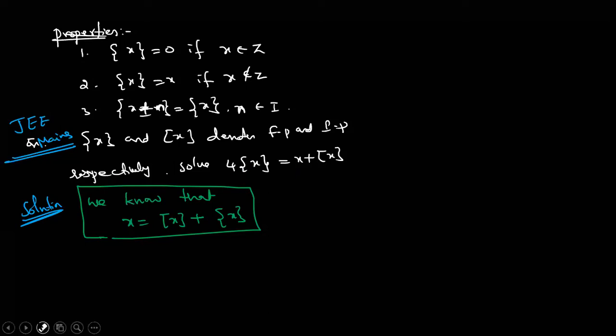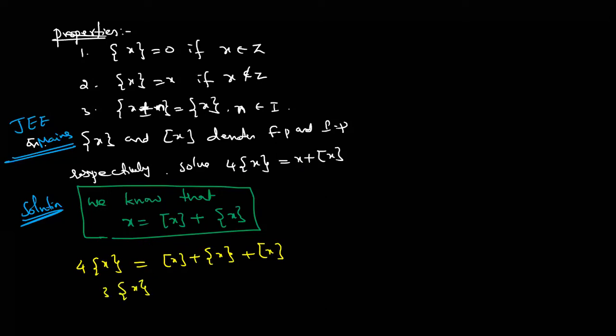So in the place of x, write down, please, anyone? 4 times the fraction part of x is equal to 2 times the integral part of x. So 3 times the fraction part of x is equal to 2 times the integral part of x. So the fraction part of x is 2 by 3 into the integral part of x. Again, we know the range of the fraction part of x: it always lies between 0 and 1.